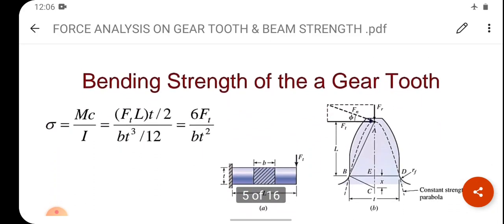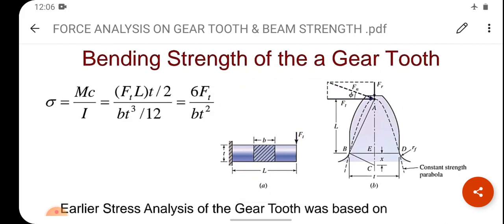Now, we'll discuss the bending strength of a gear tooth. See this figure on the extreme right, that is a single gear tooth. Here I have drawn BED, A, FR, FT, FN, Phi. See these terms on this diagram, L and T. So, considering this tooth as a cantilever beam, Ft is nothing but the concentrated point load acting on the tip of the tooth. So I can replace this tooth by considering it as a cantilever beam.